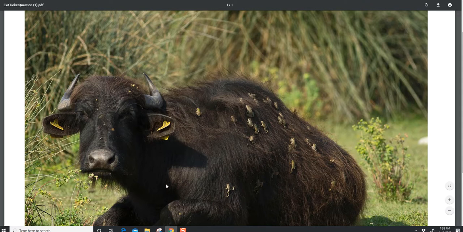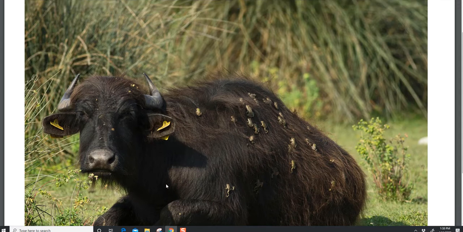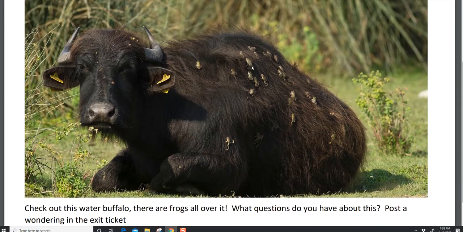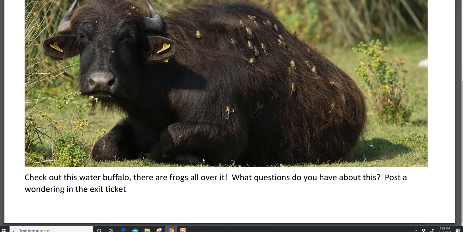Now, to help us get started into our unit that we're going to do together, I would like you to take a look at these frogs that are hitching a ride on the water buffalo. And I wonder, what do you wonder about it? I mean, I'm wondering things like, how are they hanging on? Why are they there? Does it annoy the water buffalo that they're hitching a ride?